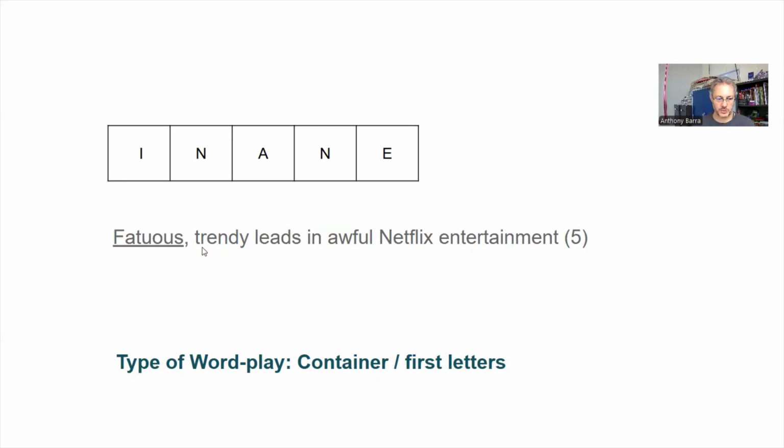So another way to say trendy, first of all, is in. Like if something is it or it's in, it's trendy. And then the leads in awful Netflix entertainment. What are the leads in these three words? The lead letters, A, N, and E. Combined together, we get inane, another word for fatuous.